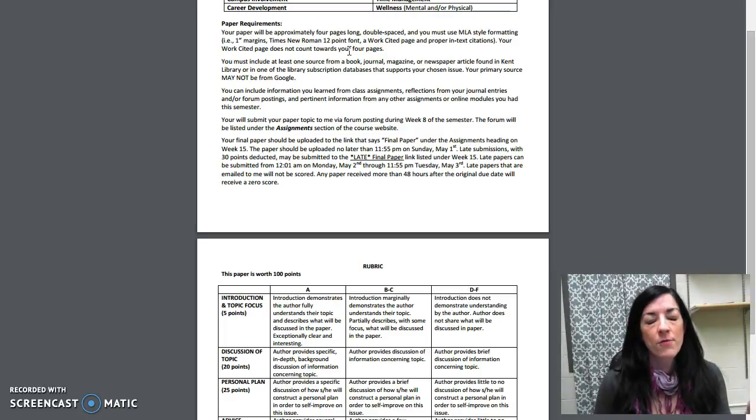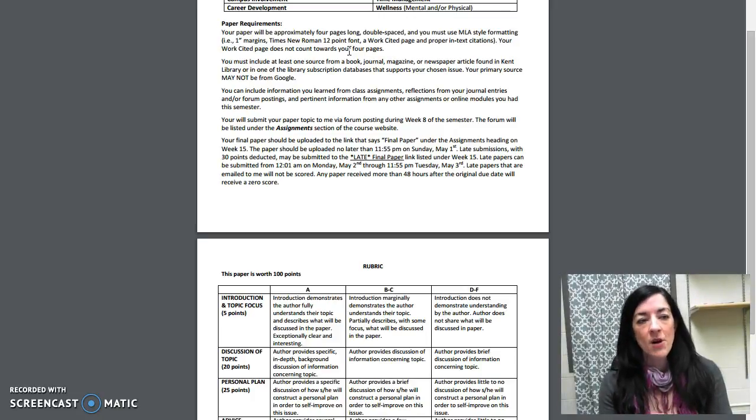If that is not a formatting style that you are familiar with, it is one that you will become familiar with. If you are taking EN 100 or EN 140 this semester, that's great because you will also be using MLA style, and so this paper will certainly complement the other things that you're learning in those classes. So MLA style, just as kind of a guideline, is 1-inch margins, Times New Roman 12-point font, a works cited page, proper in-text citations. We are going to be talking about this throughout the semester, okay?